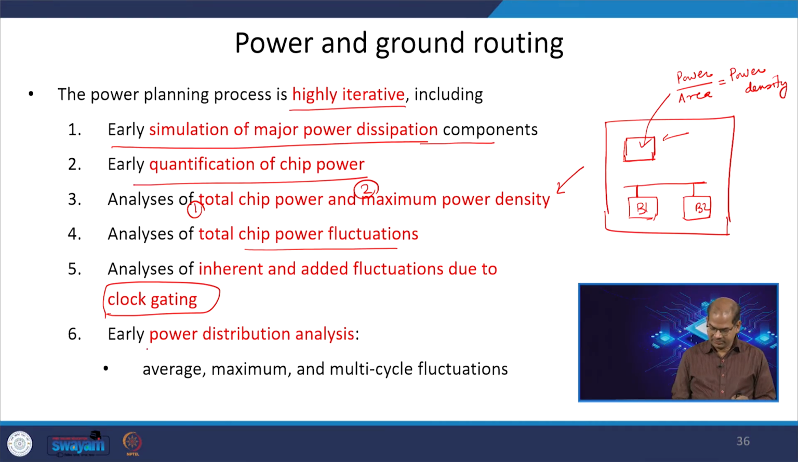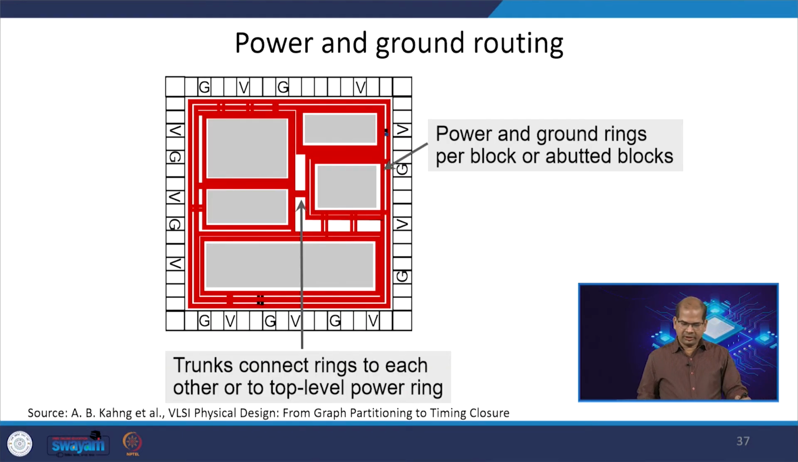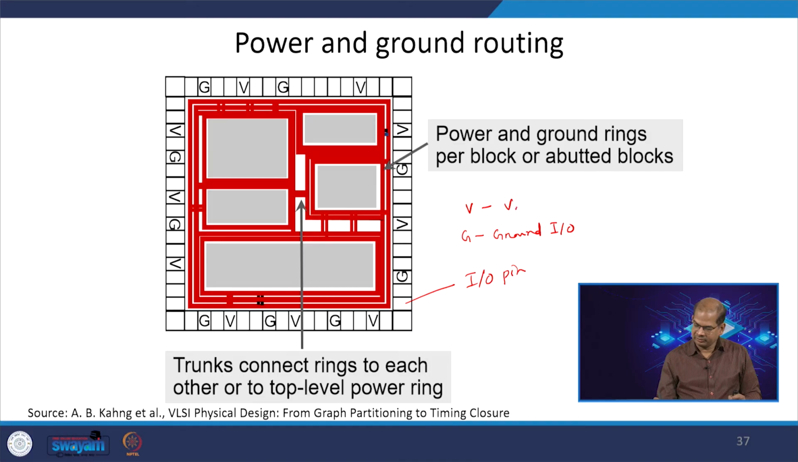So, there is a specification that needs to be given as an input to your power and ground routing algorithm. One is the maximum power consumption, average power consumption and multi cycle fluctuation; all these need to be provided. If you look into this diagram, it has a lot of information. These are the IO pins. This G stands for the ground IO, and the V stands for the VDD IO. So, these are the basic things.